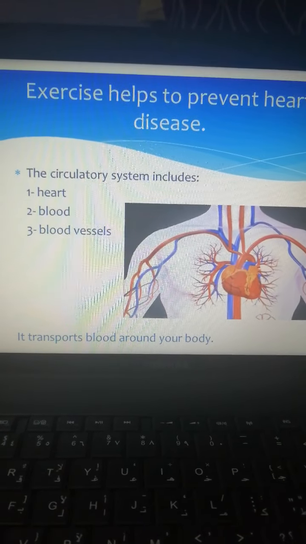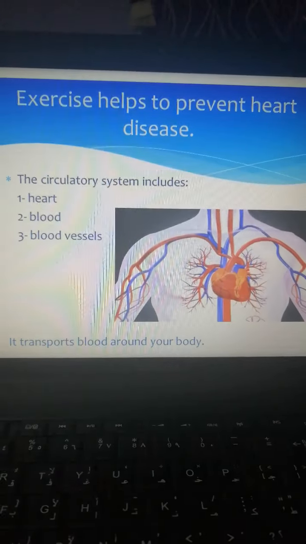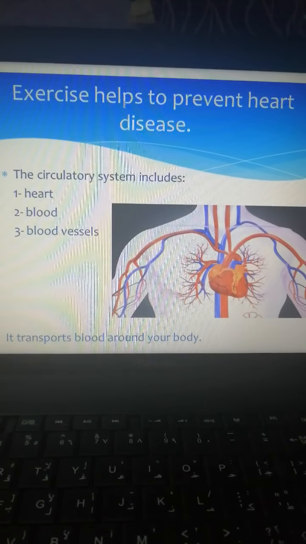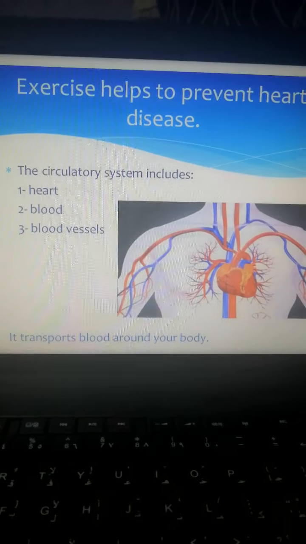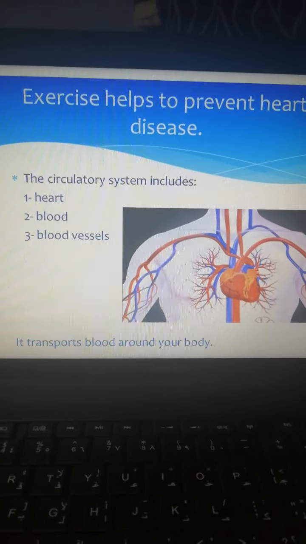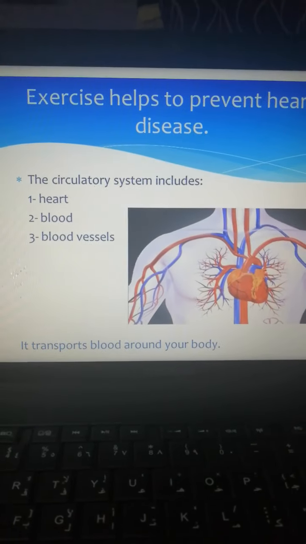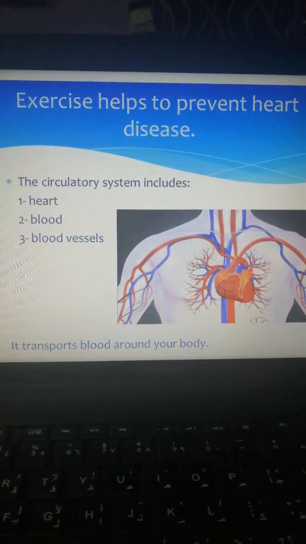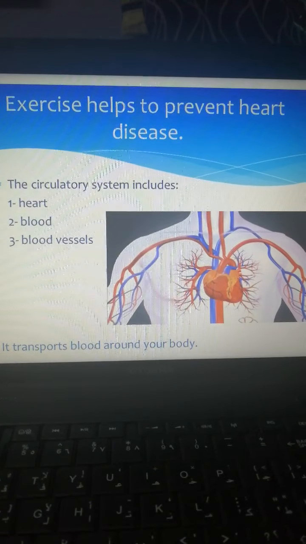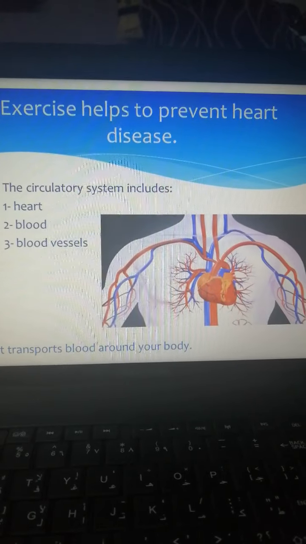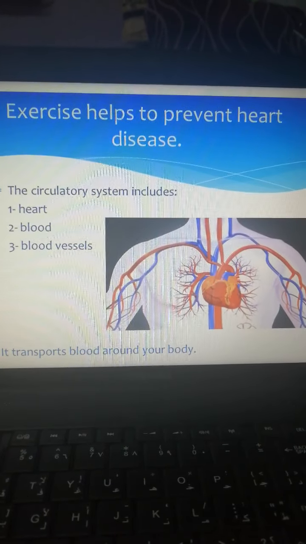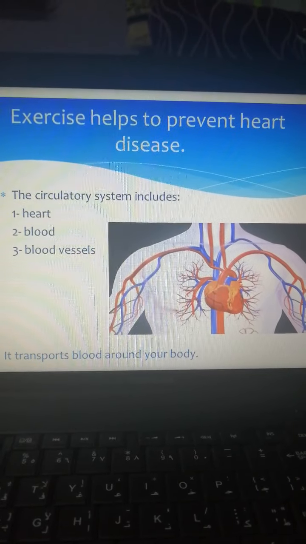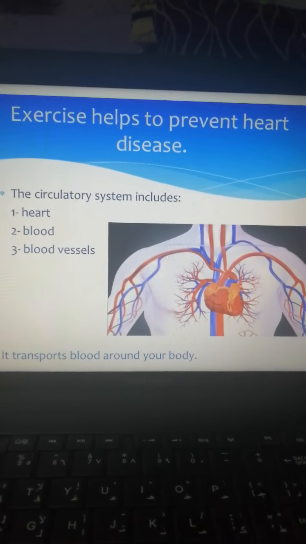Hi, grade 7. Today we will talk about the circulatory system and we will continue our lesson. Last session we talked about how the circulatory system includes the heart, blood and blood vessels, and that its function is to transport blood around your body. In this session we will talk about the components of the blood and their functions. Let's start.